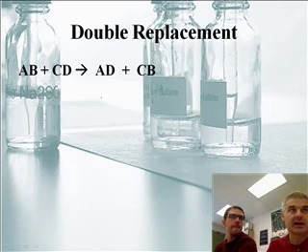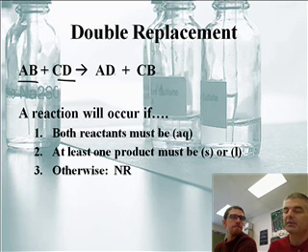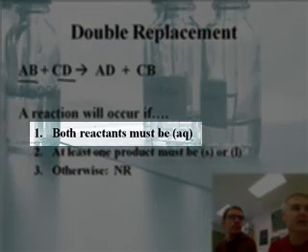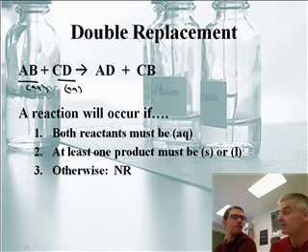So, double replacement reactions, as you recall, are AB plus CD. You have two couples that go to the dance and they trade partners. Now the big question is, does the reaction even occur? There are three tests you have to apply to determine whether the reaction will take place. First of all, both reactants must be AQ. If one of them is an S or an NE, it does not work.